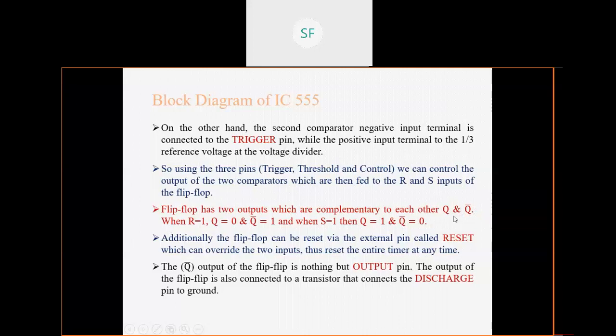Now the operation of flip-flop is mentioned here. When R equals 1, then Q becomes 0 and Q bar will be 1. Similarly, when S becomes 1, then Q becomes 1 and Q bar equals 0. तो बेसिकली होता क्या है कि जब आपका R इनपुट हाई होता है, that is R equals to 1, then your flip-flop will reset its output.